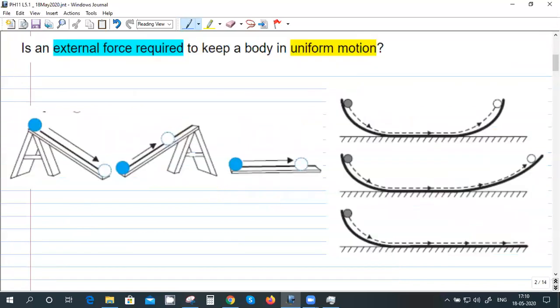Okay, so to keep a body in uniform motion, say this is a ball and this is the earth surface and it's moving at, say, 2 meters per second. Is there a force required to move this ball at this velocity? Yes, sir. Okay. Right. So these are the set of experiments that have been performed.